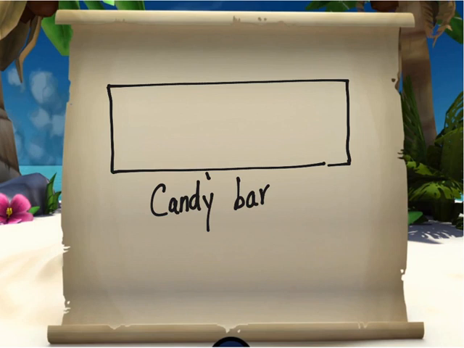That means you have to share this chocolate candy bar among your friends. Okay, so how to do this? The first thing that you have to do is you can partition the candy bar, right? So let's partition this candy bar into 3 equal groups. How will you do it?